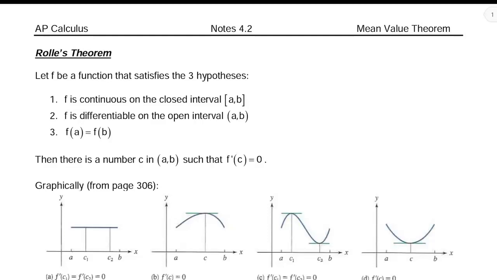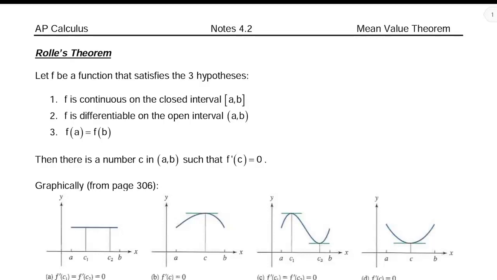4.2 is about the mean value theorem. We're going to begin though with Rolle's theorem. Let f be a function that satisfies the three hypotheses. First, f is continuous on the closed interval from a to b, and second, f is differentiable on the open interval a to b. Number 3 would be f of a equals f of b.